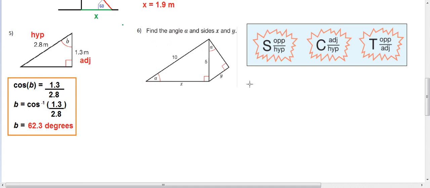But even though you are going to use these rules to solve this exercise, you really need to find x or y. Okay, you really need to find one of them. So let's see how to start this question. Well, first of all, we have to figure out what are the two sides that we know.